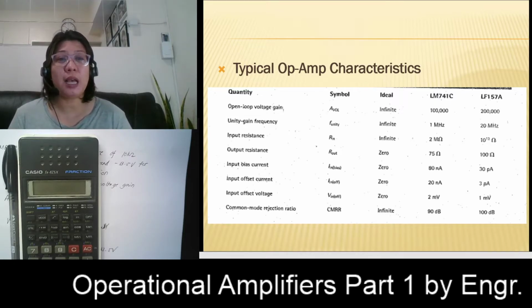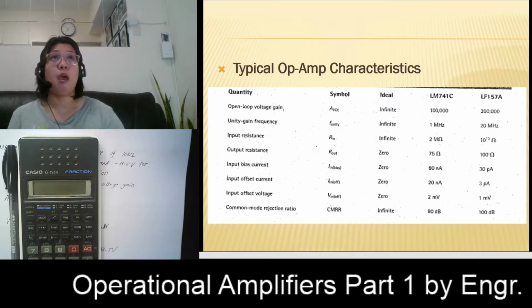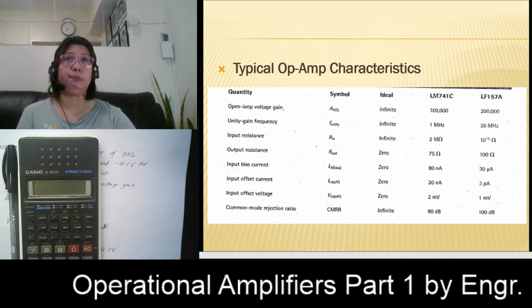So that is the LF157A here, and it is an example of a BiFET op amp.